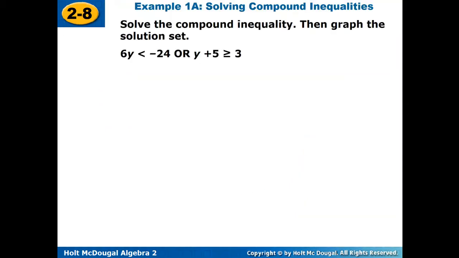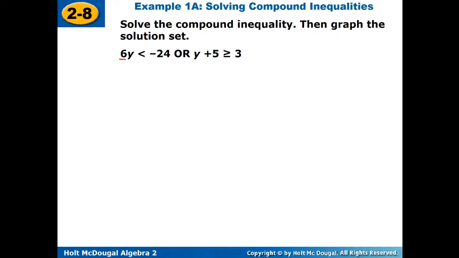All right, so let's get started solving some problems. We're going to start out with this one. 6y is less than -24, or y plus 5 is greater than 3. So the very first thing we want to do for this is just solve for y. So let's go ahead and solve for y. This is an easy one.